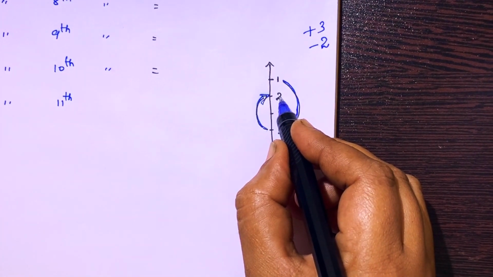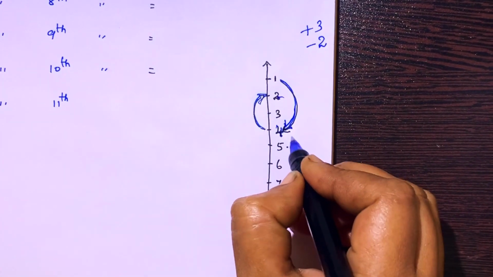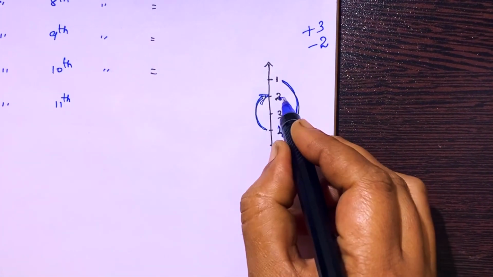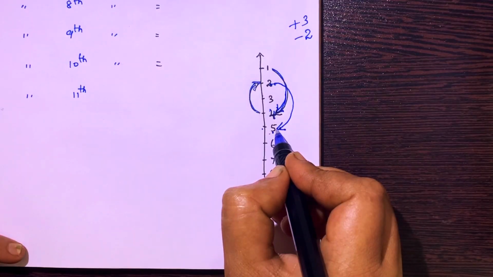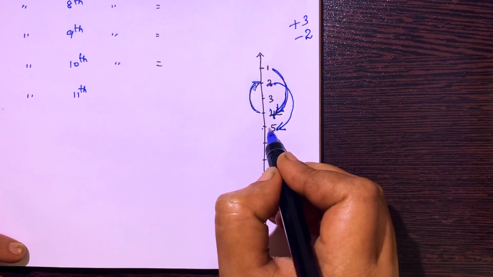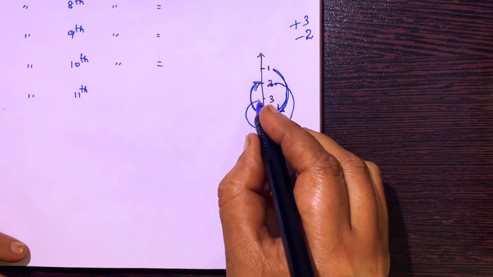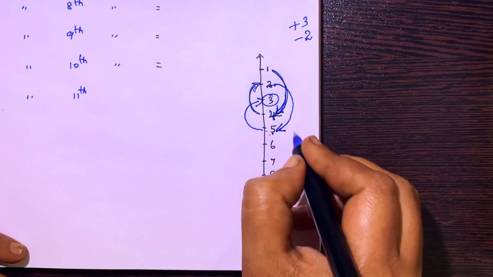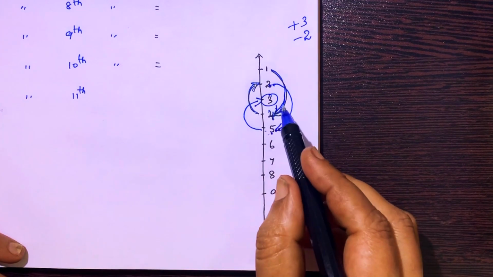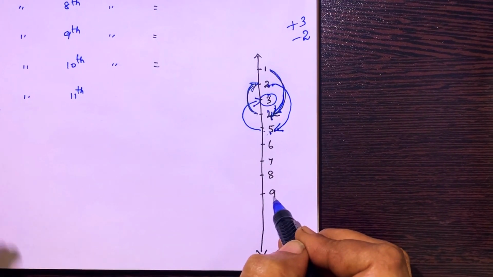Again, it is coming 3 jumps forward. So, 1, 2, 3. It is reaching the 5th step. From 2 to the 5th step, it is reaching. Then 2 steps, it is going backward. So, again 1, 2. Here again it reaches the 3rd step. Like this, it is going. So, from which jump it is reaching the 9th step, we have to find out.